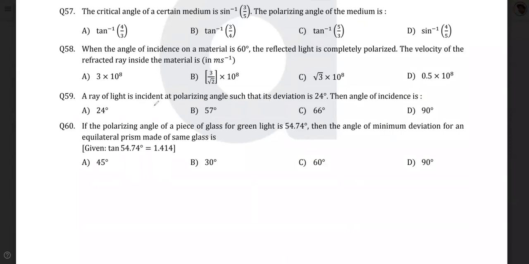A ray of light is again same, right? This is also same, isn't it? We know that in this case, IP is equal to what? How many of you remember this? R plus delta, remember?